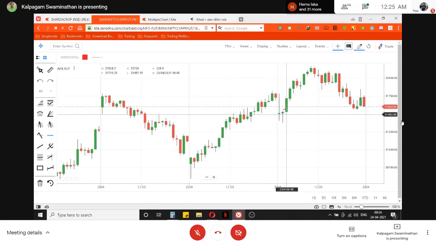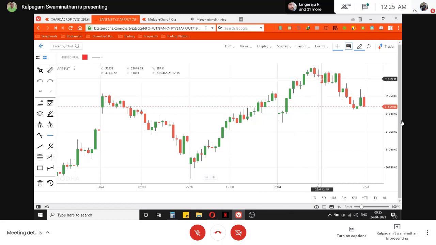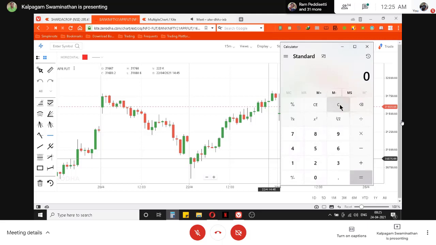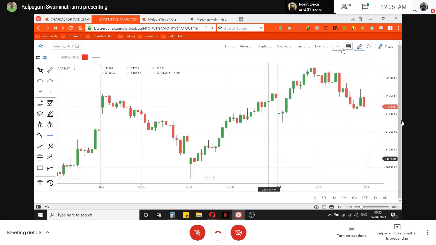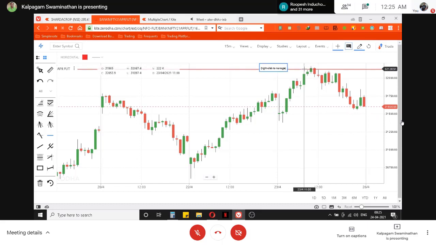So I have, let's say, 1, 2, 3, 4, 5, 6, 7, 8, 9, 10 green candles and 4 red candles. Out of 14 periods, supposing I have 10 green candles, that is approximately 70. You know that you are in an overbought zone. So you can start looking for a reversal to happen. It may or may not happen is a different issue.